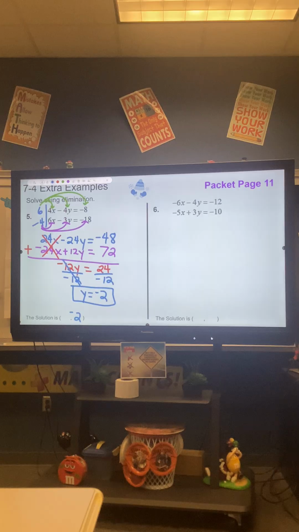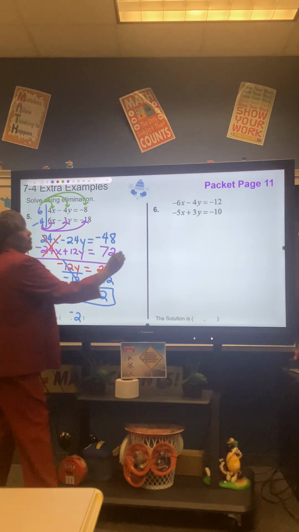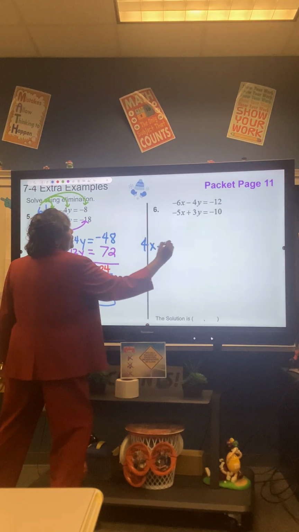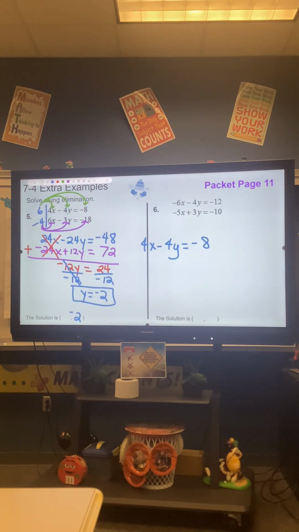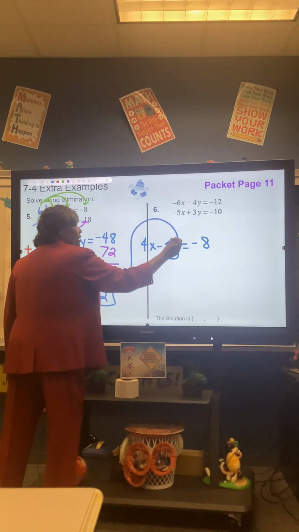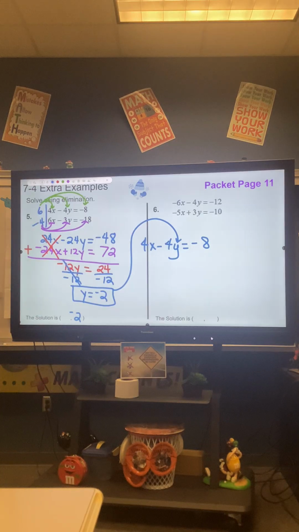Anybody care which one we use? Top? What if I use the bottom? Is it okay? Yeah. So I don't care which one you use, take one. In this situation, they're about the same. So 4x minus 4y is equal to a negative 8. That's where I'm going. Okay? You are going to substitute this y value. You are going to replace it over here.